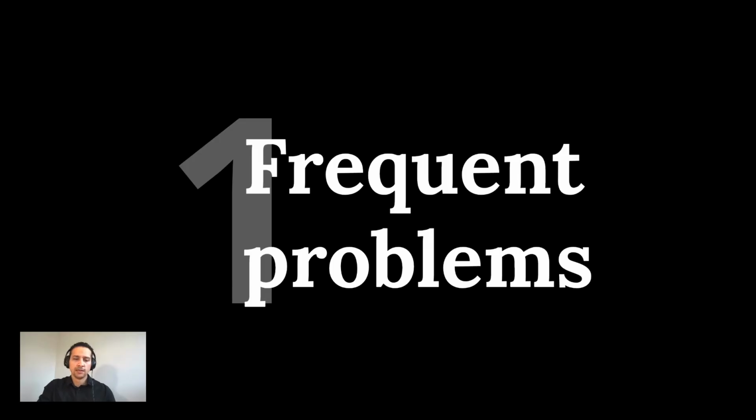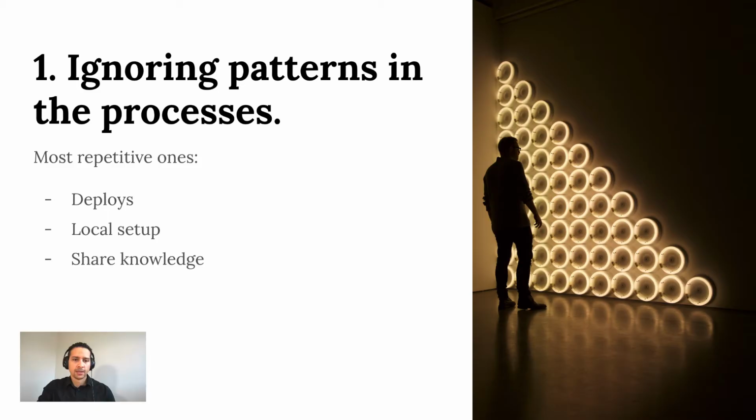So about the frequent problems, number one here is about ignore patterns in the process. Most repetitive ones are the ones that we need to focus on to improve. For example, deploys. Probably you have deploys every day to different projects, or you have one deploy once a week for one project, or twice a week for another project. So this is one of the processes that is a pattern.